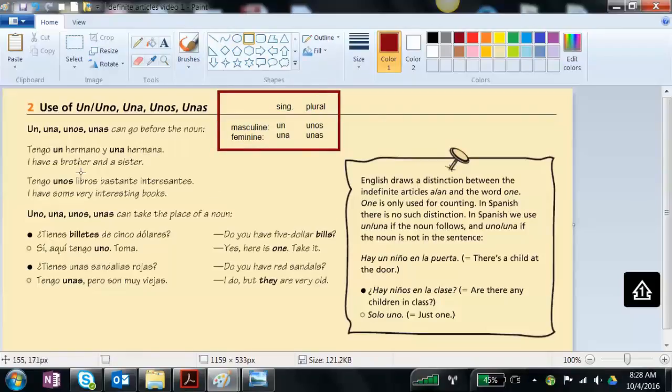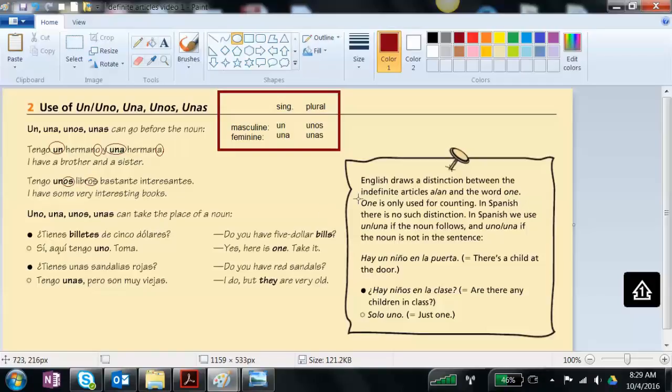So if you want to say you have a brother and a sister, because brother is masculine and singular, the indefinite article you're going to want to use is un. And because sister is feminine and singular, the indefinite article you want to use is una. Whereas down here, you're saying, I have some interesting books. What you're describing, the some is describing books. And so since books is masculine and plural, you use unos. Okay?